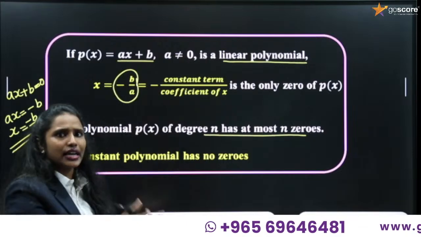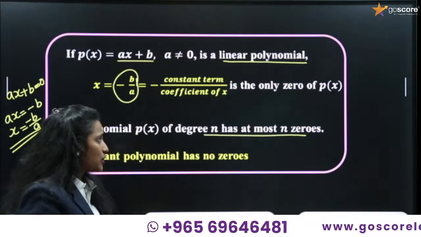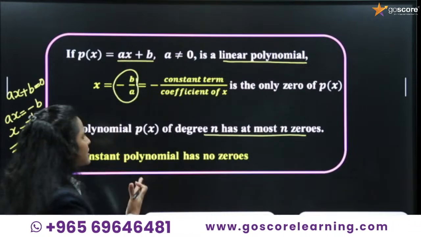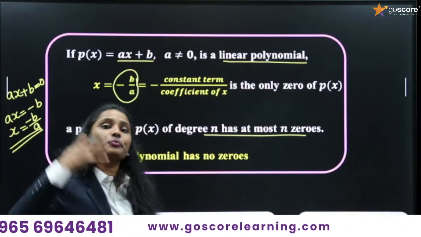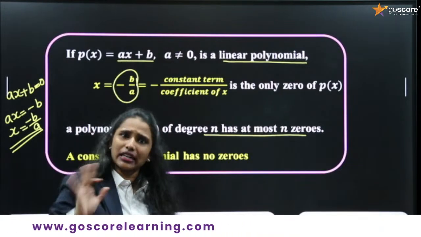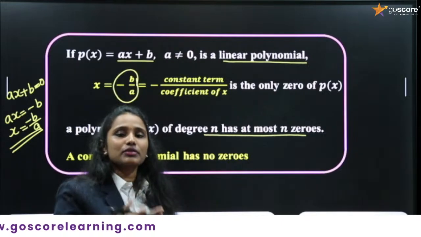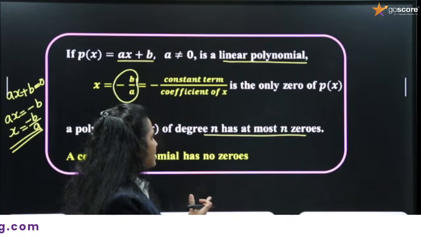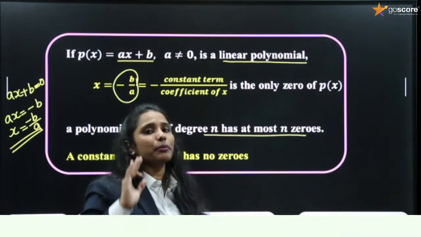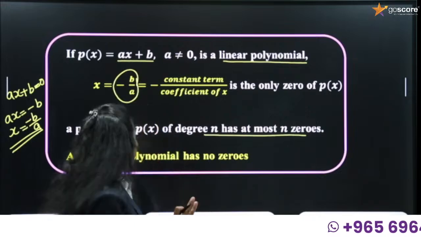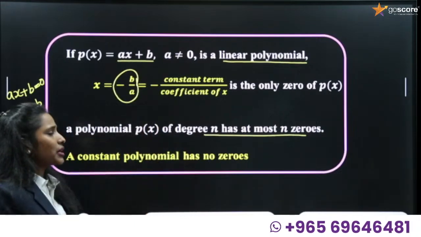And remember, a polynomial of degree 1 has at most 1 zero, and degree 2 has at most 2 zeros. If a polynomial has degree 100, then it has at most 100 zeros. Why at most? Not more than 100. Some zeros may be repeating. That's why we say the maximum number of zeros is 100, the degree. Now, a constant polynomial has no zeros.